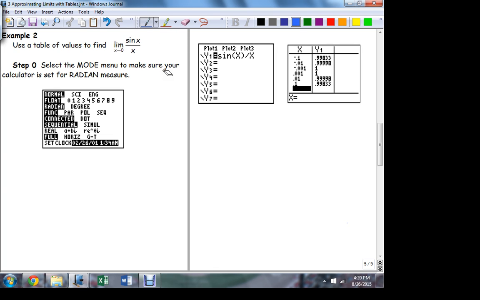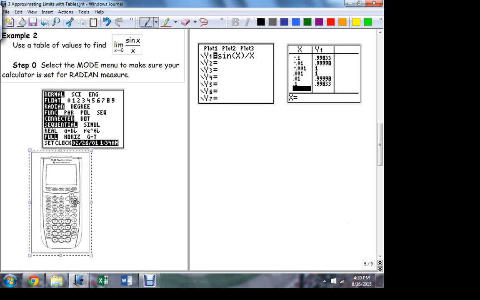Okay, what I want you to make sure you do, though, is set your calculator to radian mode, because in calculus and in algebra in general, the trigonometric values are always expressed through the radian measure.